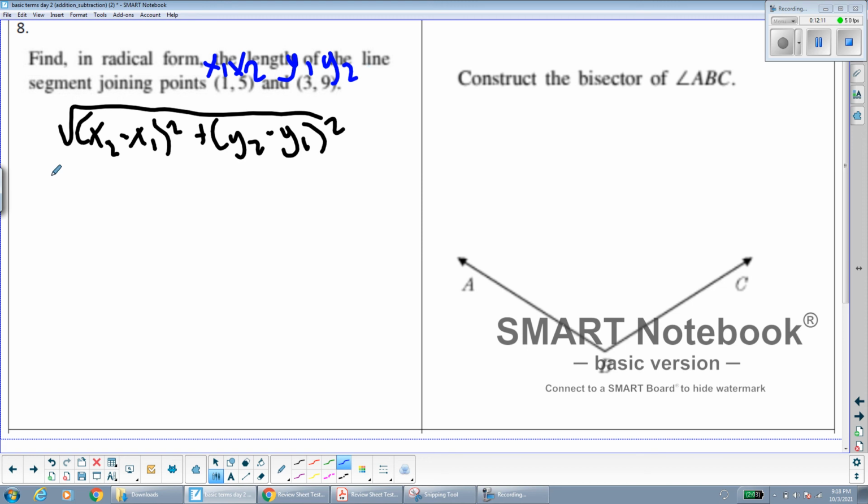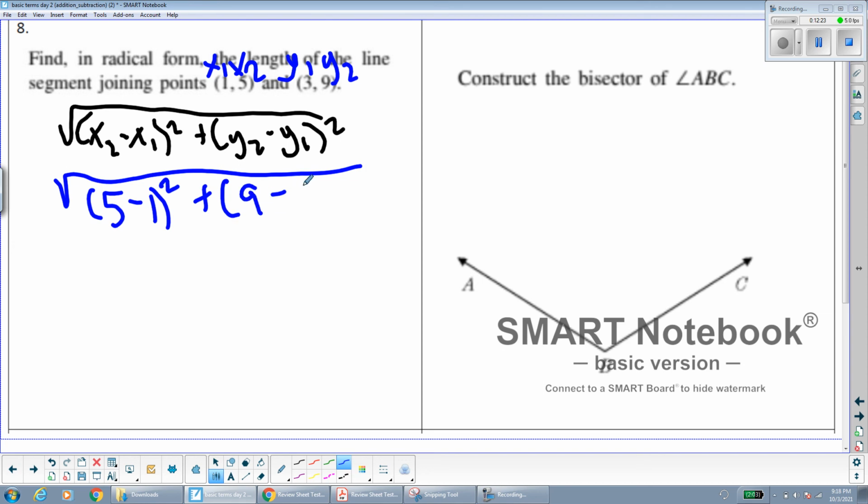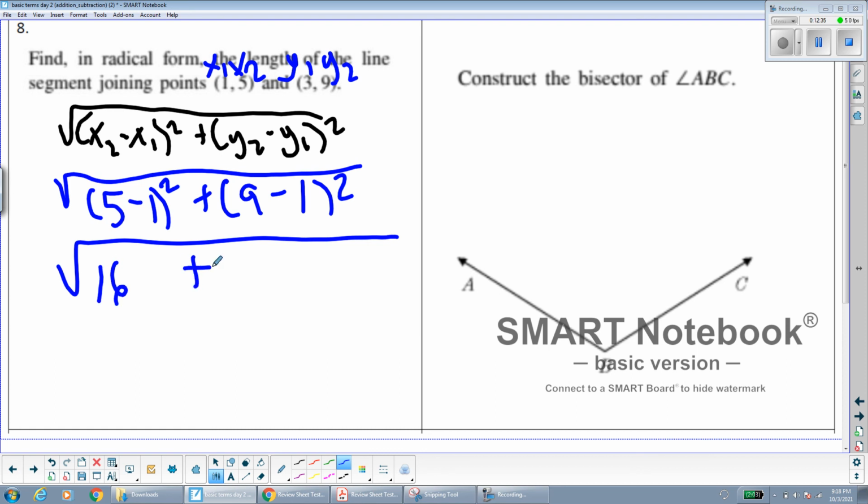So let's go ahead and plug into our formula. So x2 is 5, we labeled that, and we labeled x1 as 1. y2 we labeled as 9, and y1 we labeled as 1. All I have to do now in the next step is simplify. 5 minus 1 is 4, 4 squared is 16. 9 minus 1 is 8, 8 squared is 64.